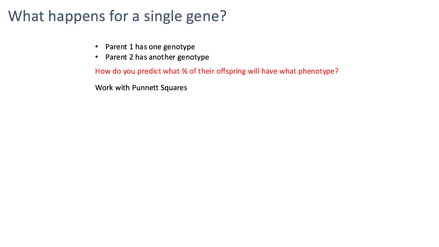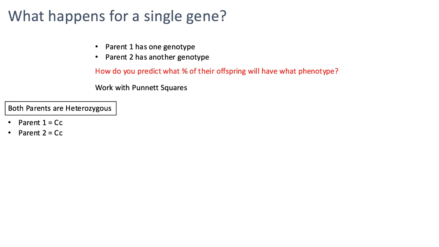As an example, let's consider the scenario where you have two parent guinea pigs, each of which is heterozygous for the coat color gene. That means each parent has two different copies of the gene. One copy is the dominant big C dark coat color allele. The other copy is the recessive little c albino coat color allele. When those two guinea pigs mate, what fraction of their progeny will have what phenotype?